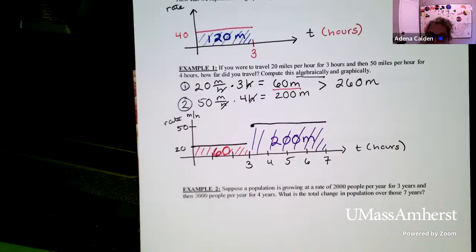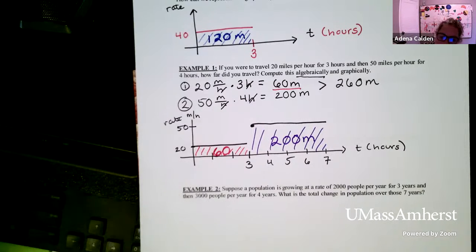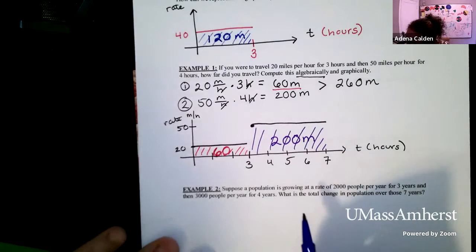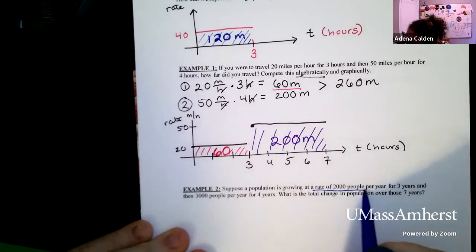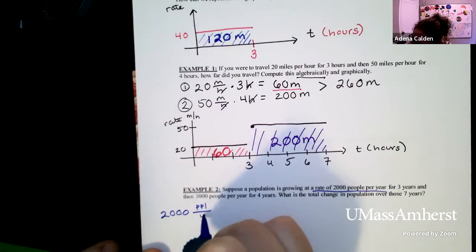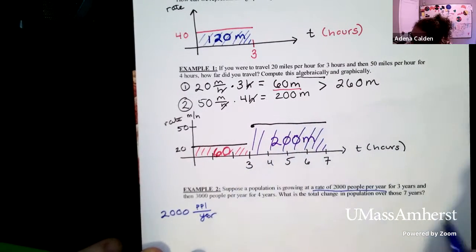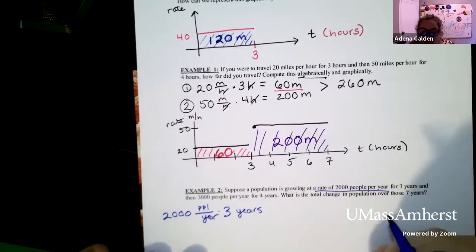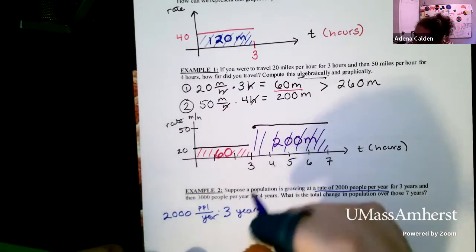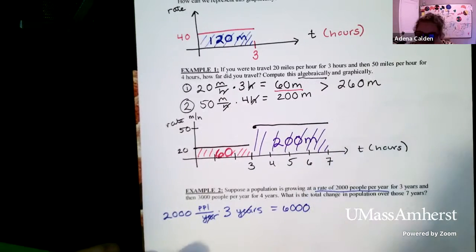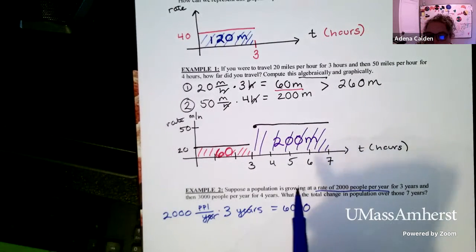Okay, so again, we're looking to figure out how much the original population changed by thinking about the rate of change and how long we were at that rate of change. So we start with this rate of 2,000 people per year, and we're doing that for 3 years. So if we're changing at 2,000 people per year for 3 years, we multiply those together, the years cancel, and we get a change of 6,000 people for this first part of the growth.